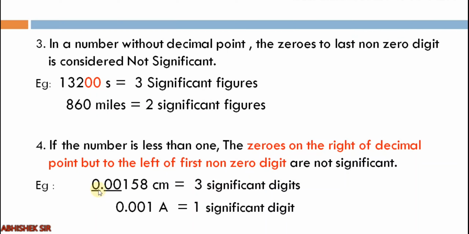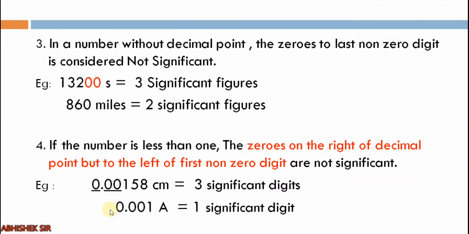So you see here 0.00158. First of all, the condition that it is less than 1. Then after the decimal point, on the right side, two zeros are there, and then the first non-zero digit starts. So all the non-zero digits will be considered significant, but the zeros to the right of the decimal are not significant. So 0.00158 has only three significant digits.